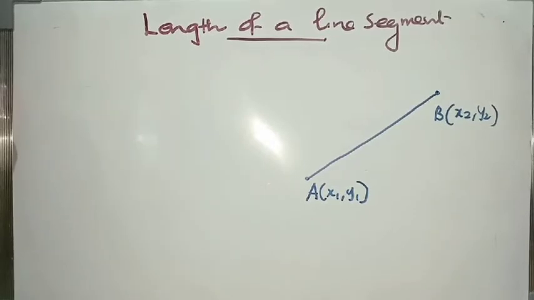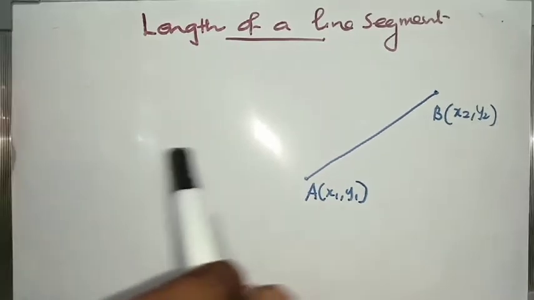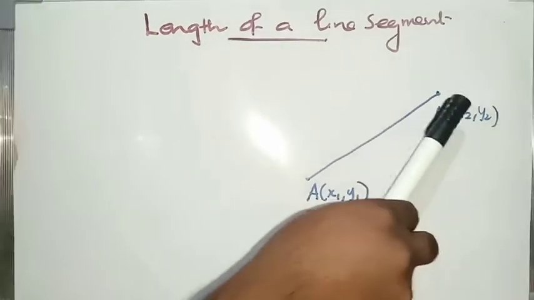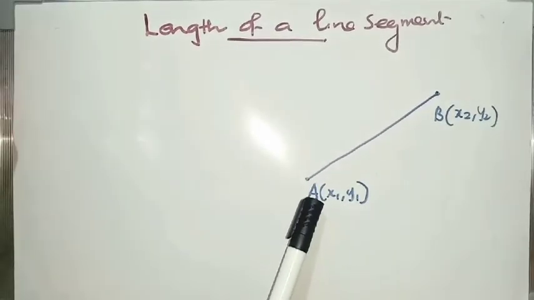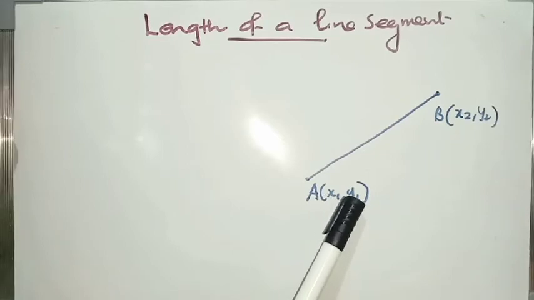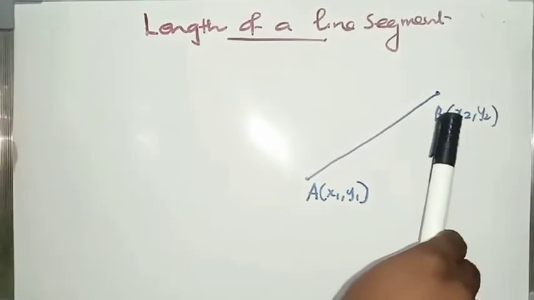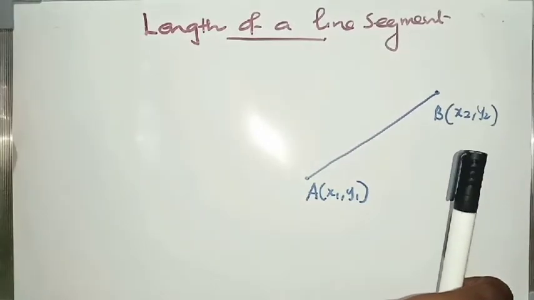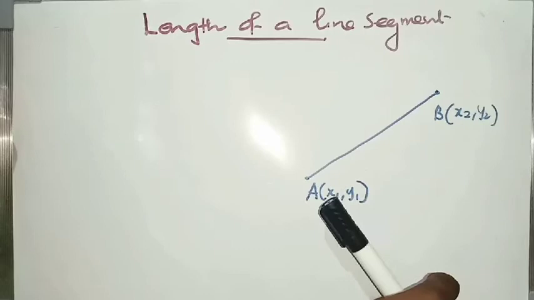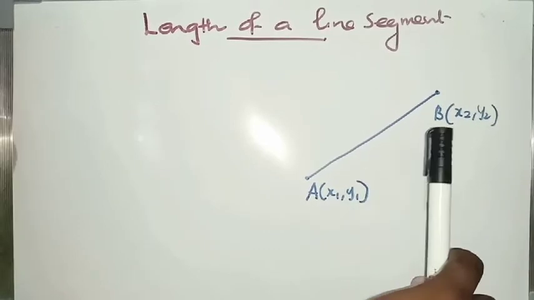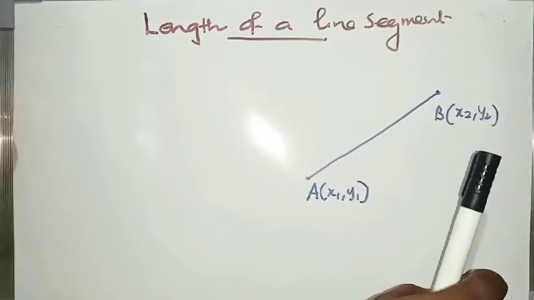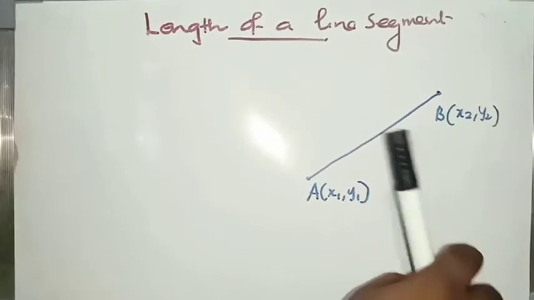Consider a line segment AB, which is on the board. You can see a line segment AB with the end points A and B, where A has the coordinates x1, y1 and B has the coordinates x2, y2. Remember we discussed coordinates in the last class. So A (x1, y1) and B (x2, y2) are the end points of a line segment.